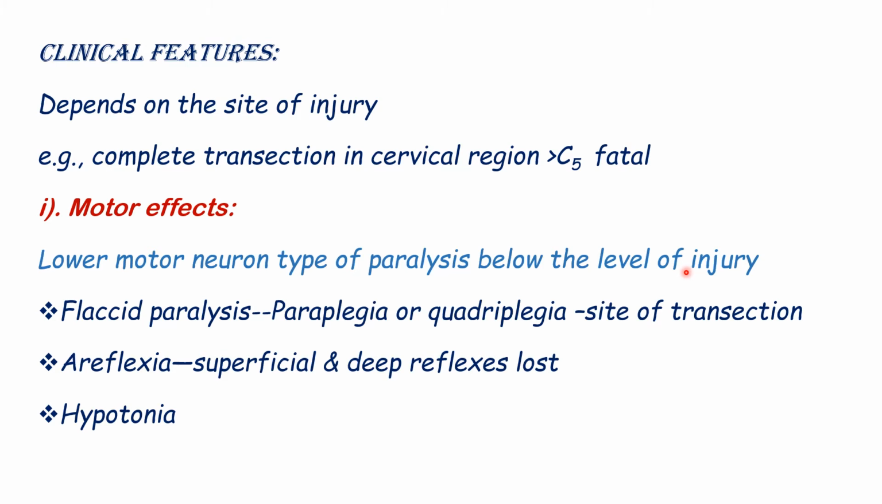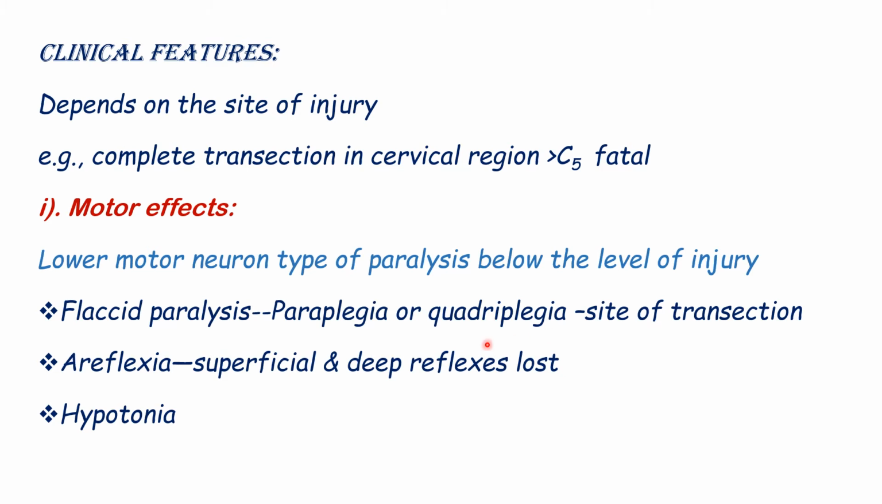We've already discussed this lower motor neuron paralysis when we revised the anterior horn being cut, or the anterior root being cut. So there is flaccid paralysis, and there can be paraplegia when only the lower limbs are affected, or quadriplegia when all four limbs are affected. Again, it depends upon the site of transection. The higher the lesion, the greater the effect.